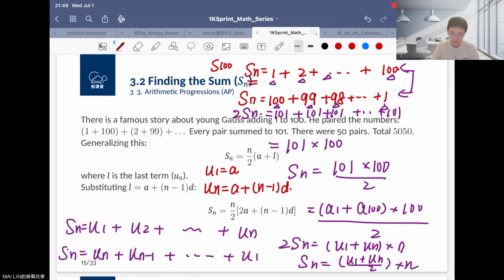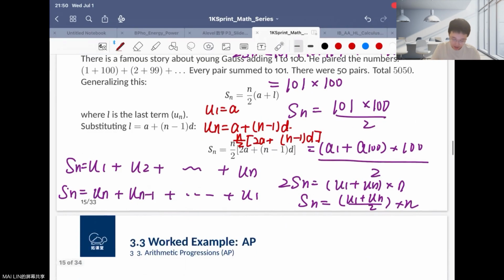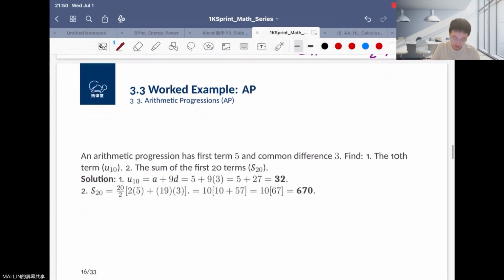So you can just put it into it. So there's n over 2 times 2a plus n minus 1 d, right? That is for Sn, okay? So let's try to solve the problems by using the equations. Let's solve the problems together, okay?